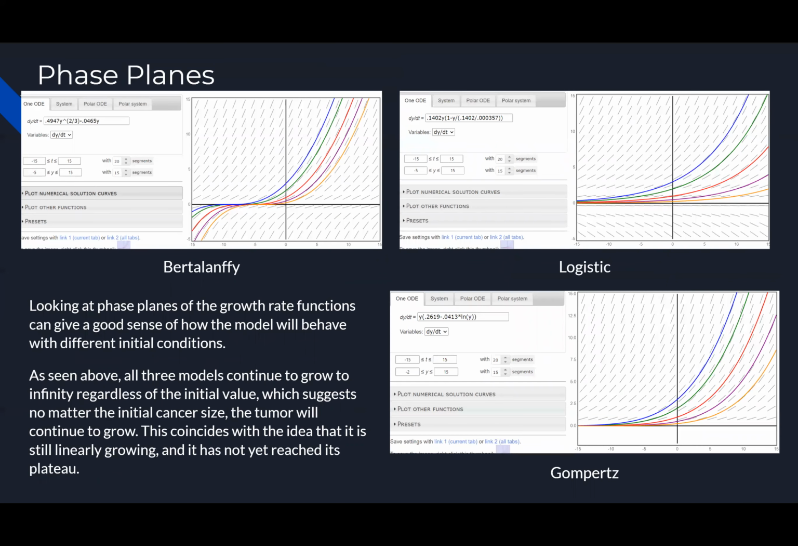If we were to look at the phase planes, it is significantly different from the last set, in that before they were all converging to a single point. However, here we could see that they're all going to infinity, regardless of their initial conditions. This shows that the tumor will continue to grow regardless. This coincides with the idea that it is still linearly growing and has not yet reached a phase of plateau.